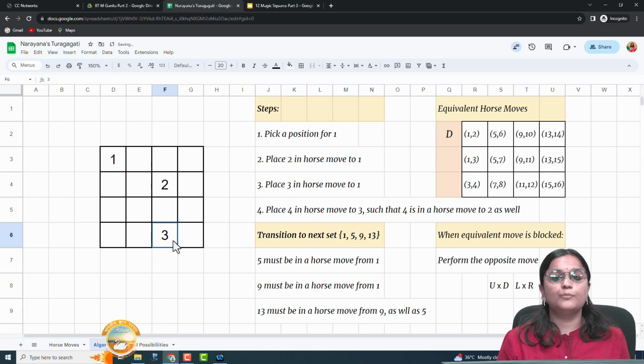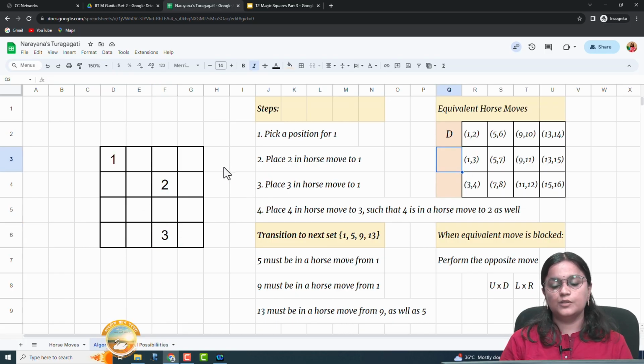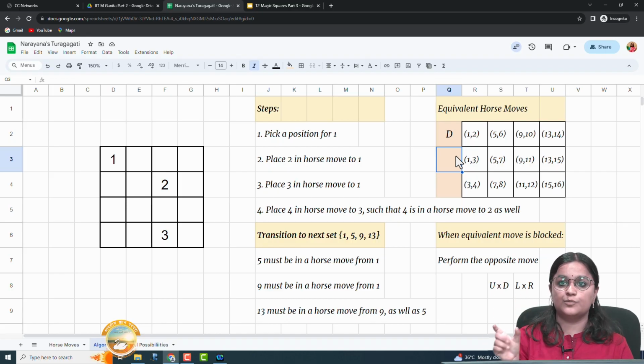Let us say this is the position we pick to place our number 3. In the next step, the number 4 must be placed in an equivalent horse move to number 3. But like we saw before, we also need to find out which step we took for the placement of 3. So each time we make a move to place a digit in a particular column, we write down the nature of the horse move we have made.